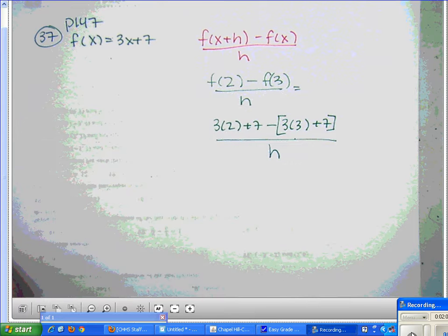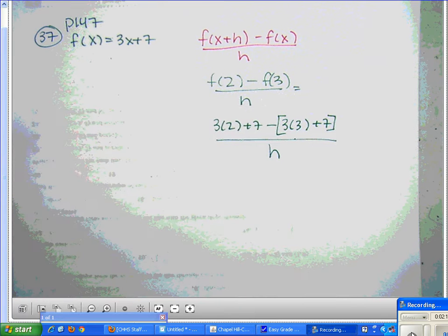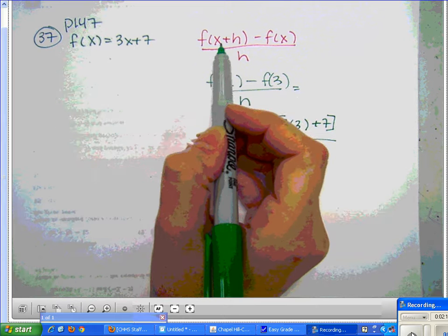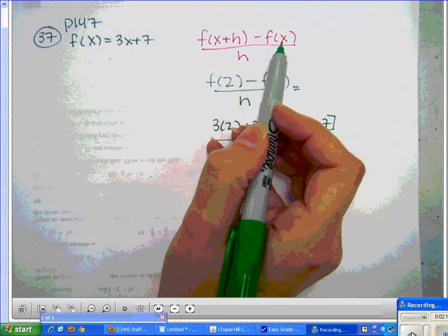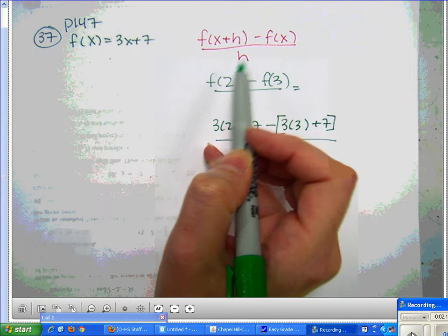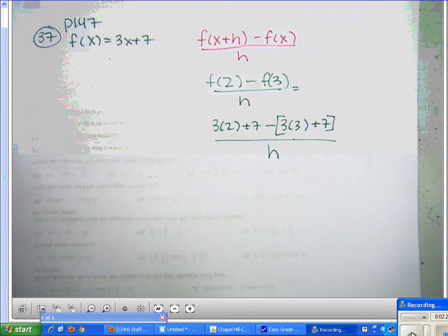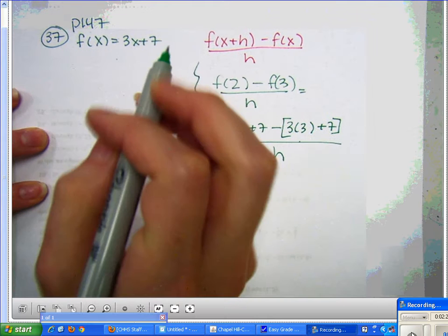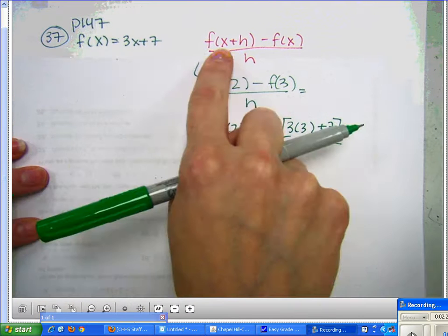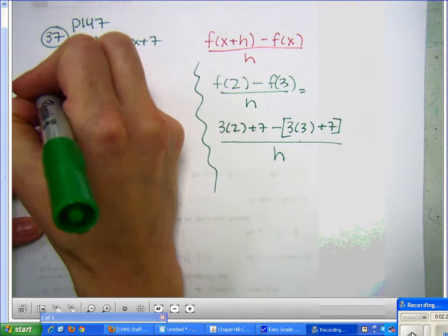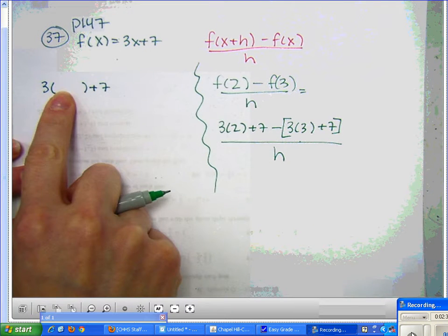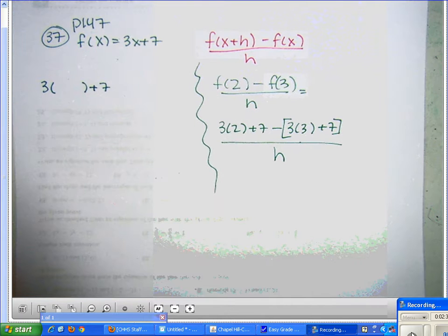So it's the same idea with this equation that we have here. The only difference is instead of plugging in numbers, we're plugging in x plus h, and then we're subtracting it from f of x, the original function, all divided by h. So for this, the first thing that I would want to do is I'm going to take this and plug it in for h. So I have 3 parentheses plus 7. What goes inside the parentheses here? Good, x plus h.